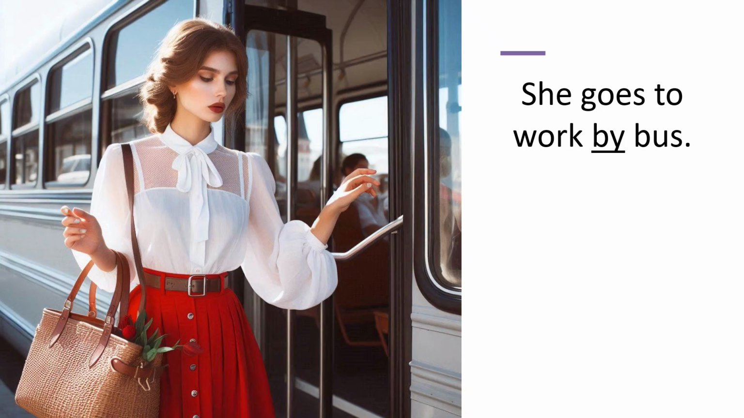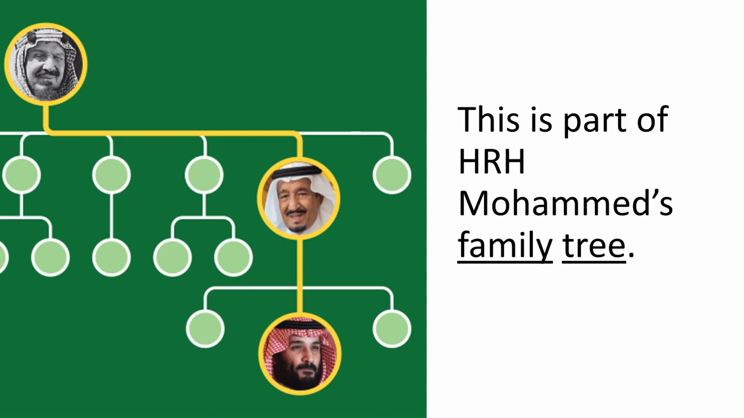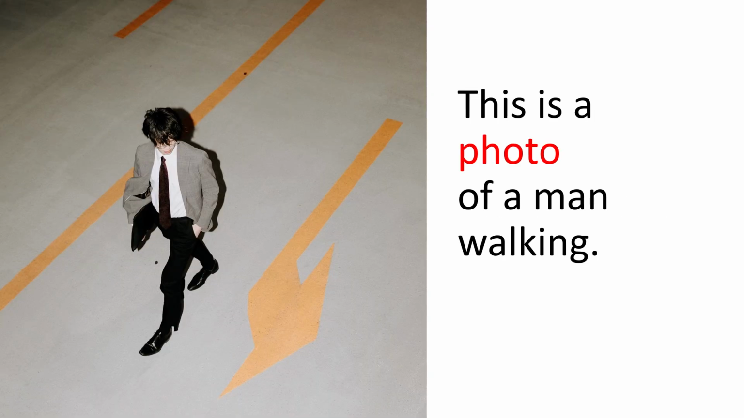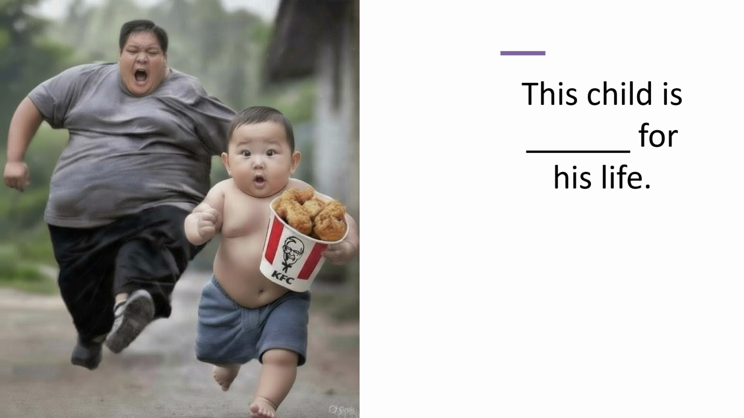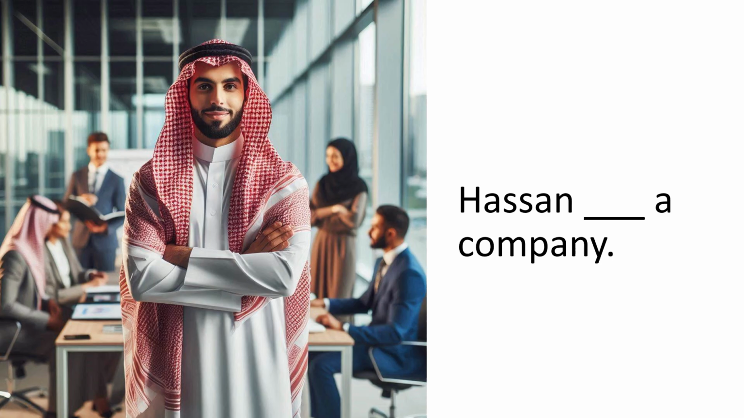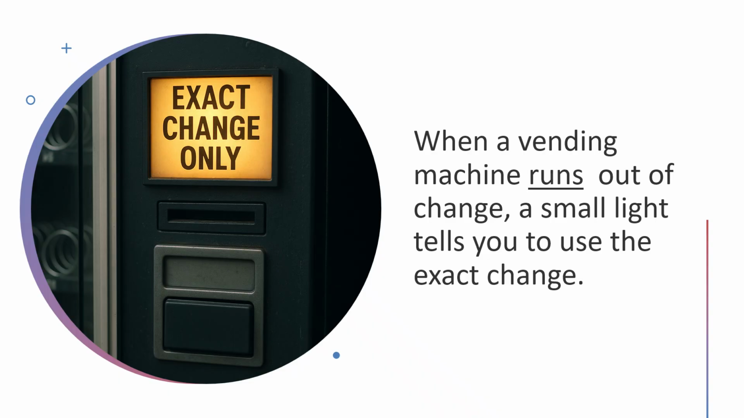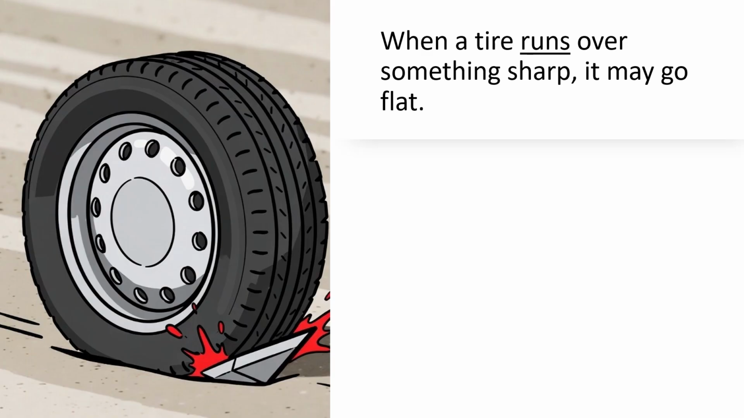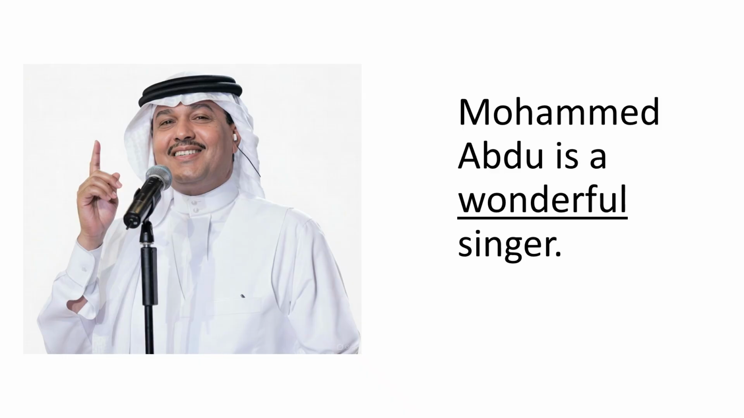She goes to work by bus. This is part of His Royal Highness Mohammed's family tree. This is a photo of a man walking. This is a photograph of a man walking. This child is running for his life. Hassan runs a company. When a vending machine runs out of change, a small light tells you to use the exact change. When a tire runs over something sharp, it may go flat. Wallahi, Muhammad Abdu is a wonderful singer.